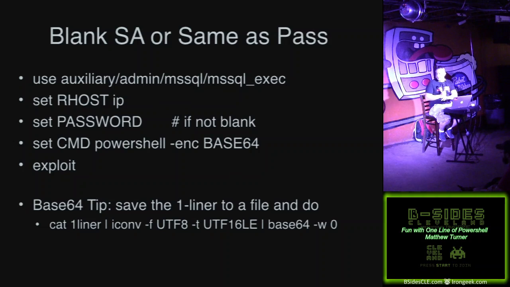And here's a tip for doing that. You can just paste the one-liner into a file, cat it, and use iconv from UTF-8 to UTF-16 little endian, and pipe that to base 64, and -w 0 is to turn wrapping off.